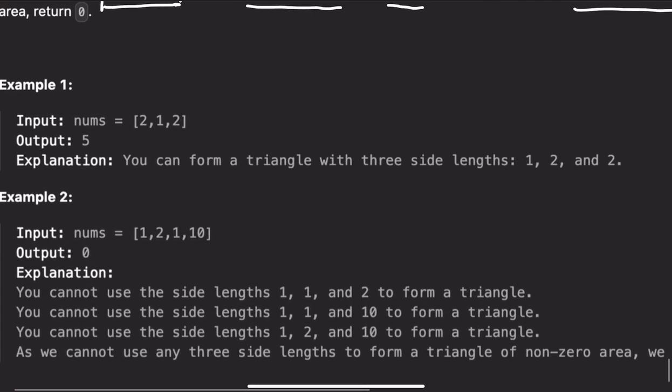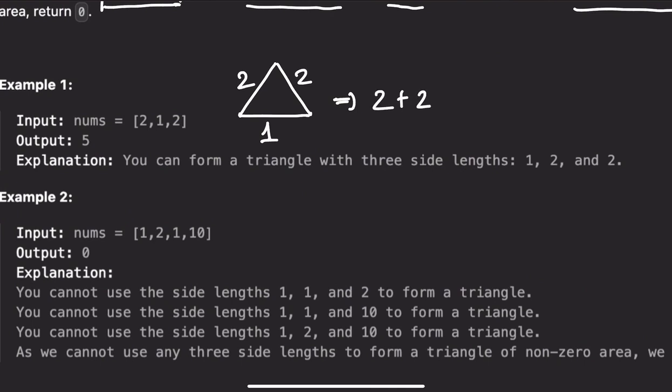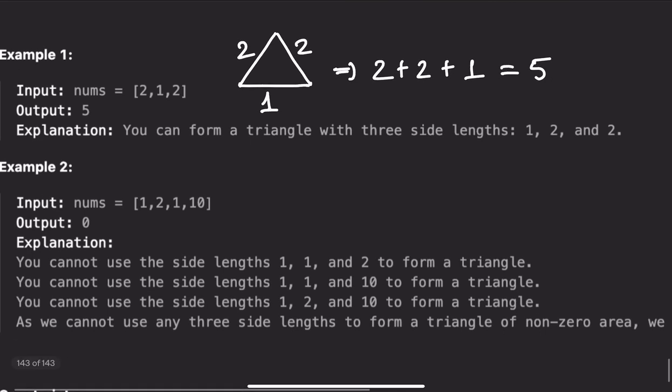We have an array of 2, 1, 2. So we can only form one triangle, with sides 2, 2, 1. So absolutely the largest perimeter would be equal to 2 plus 2 plus 1 equal to 5, right? That's how we can find the largest perimeter from an array with a size of 3. And now for the second example, we're going to have 4 elements.